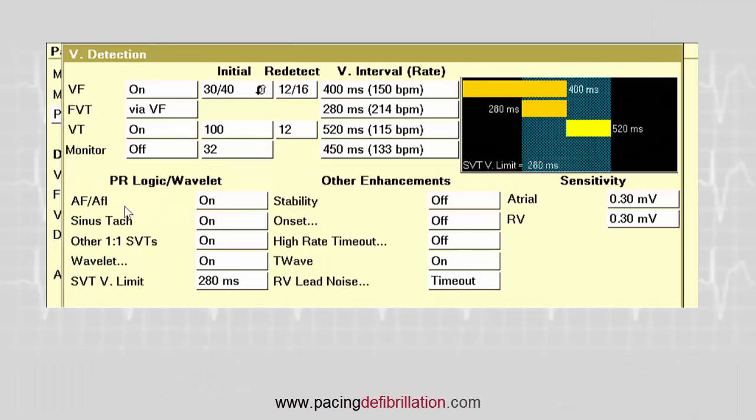For these rules of sinus tachycardia diagnosis to be applied, you need to program in the PR logic sinus tach on.